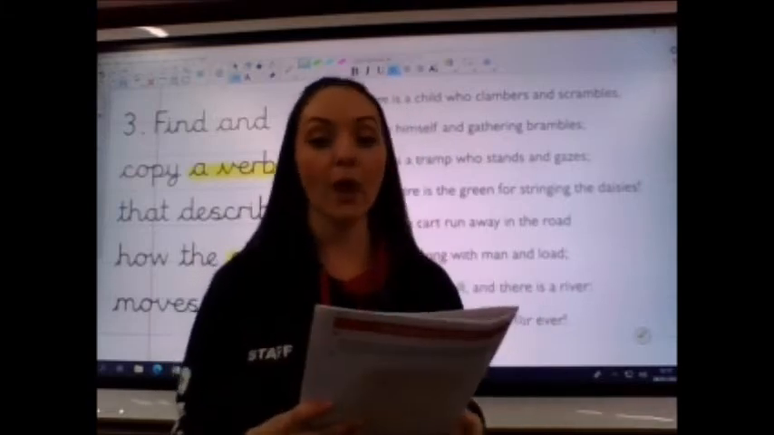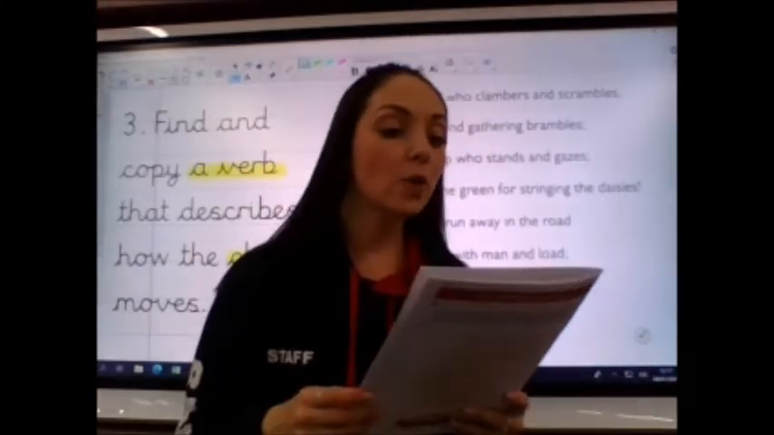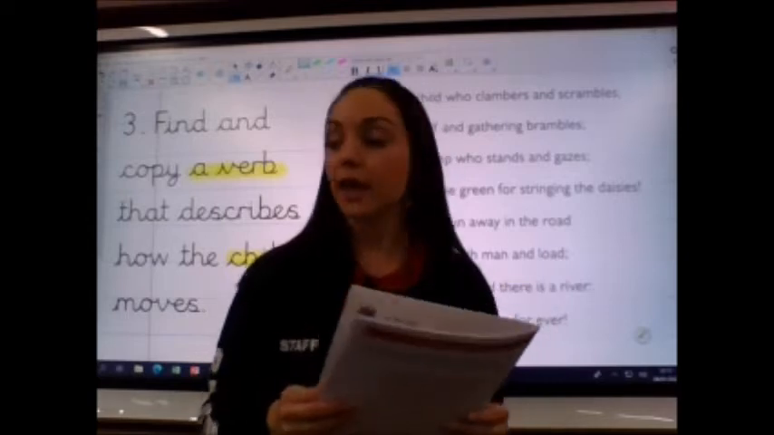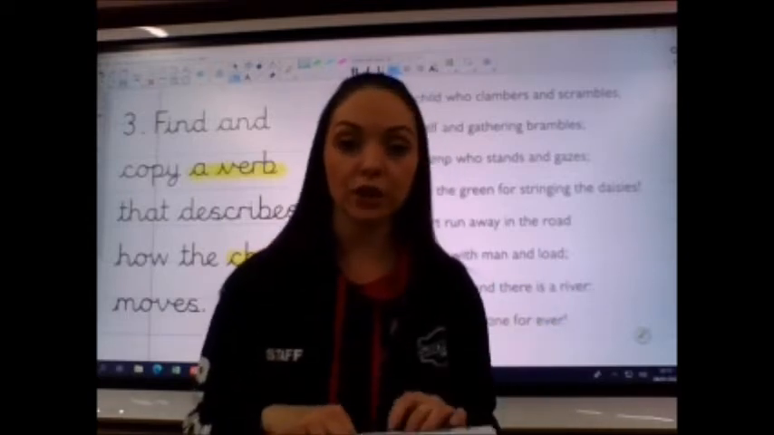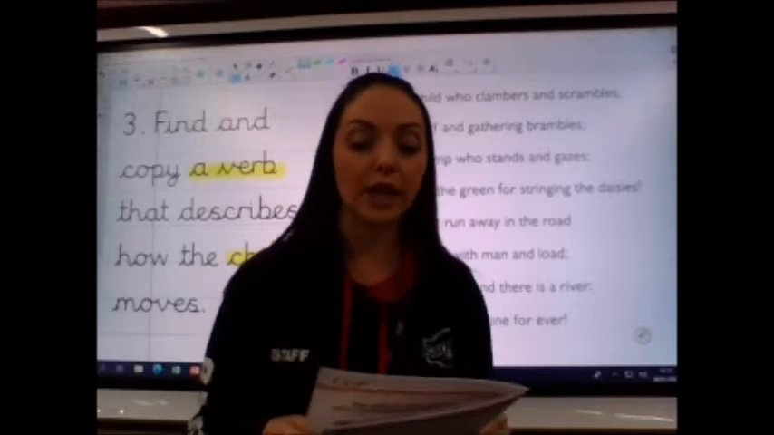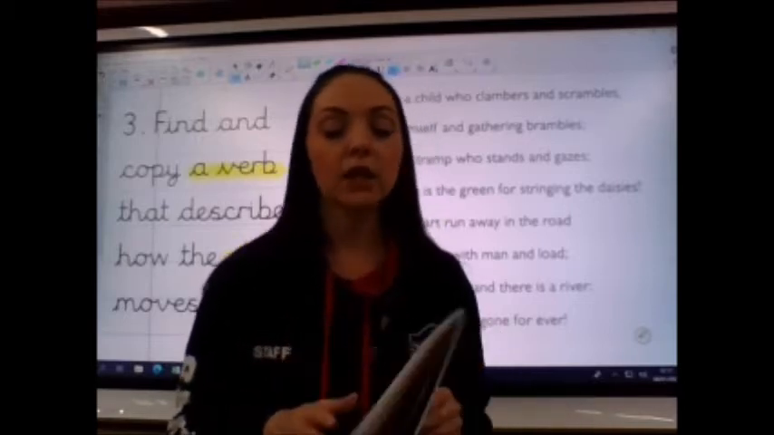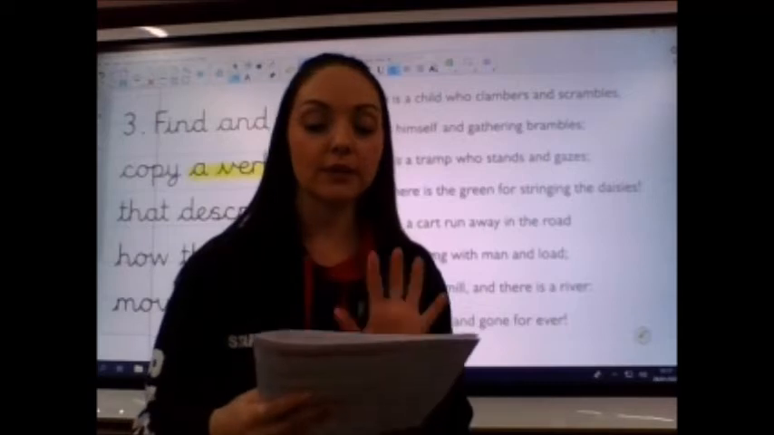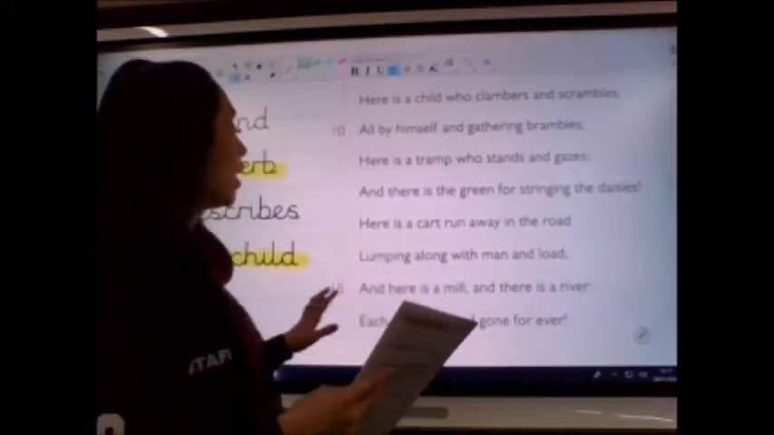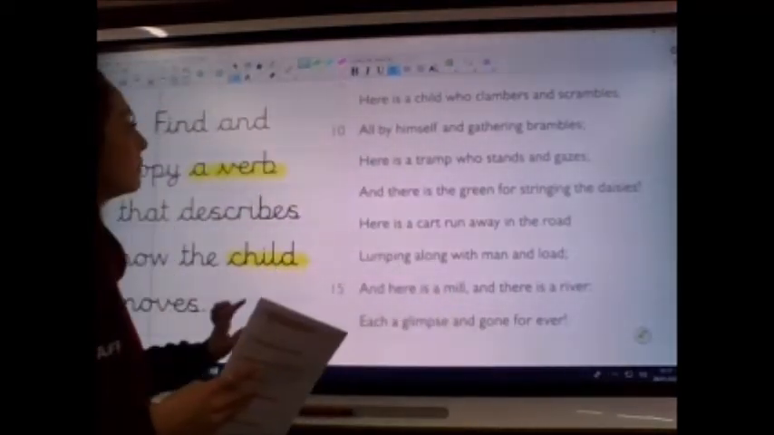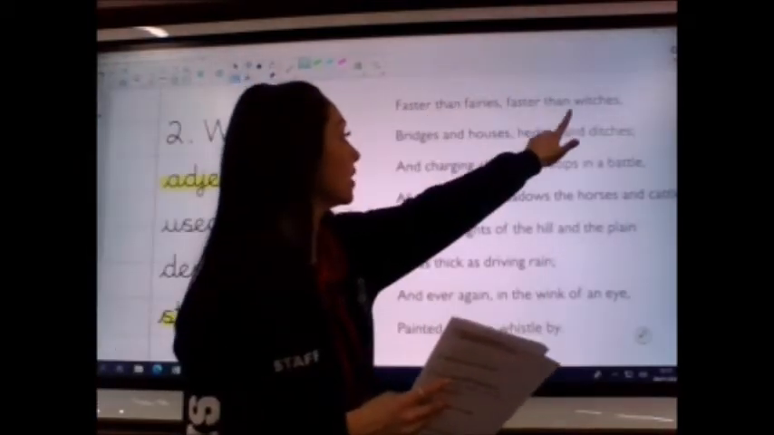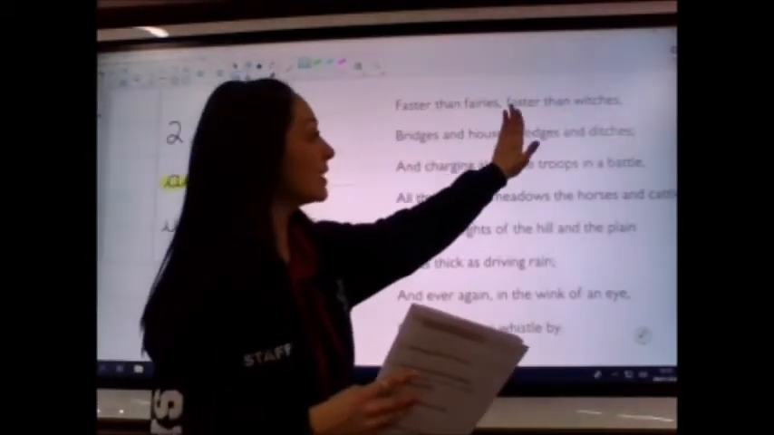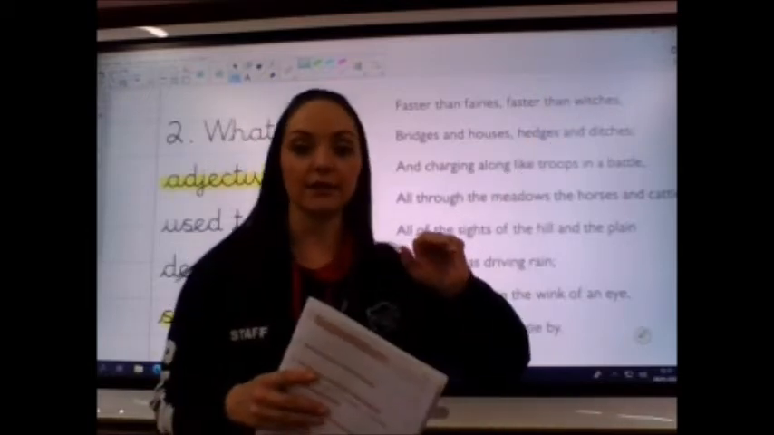Okay, so question 1 in your book says, why do you think the poet compares the speed of the train to magical creatures like fairies and witches? That's in line 1. So let's go and have a look in line 1. Let me just get that bit back up on the board. So it's here: faster than fairies, faster than witches, bridges and houses, hedges and ditches.